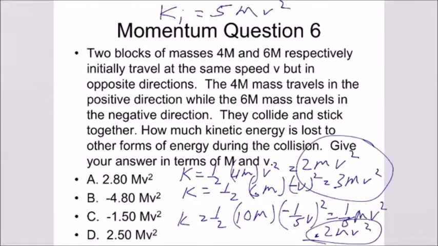We started with 5 mv squared initially. We ended with 0.2 mv squared, which means we lost 4.8 mv squared worth of energy. So this doesn't ask for the change in, this just asks for how much was lost. So we could take this answer as just positive 4.8 mv squared.